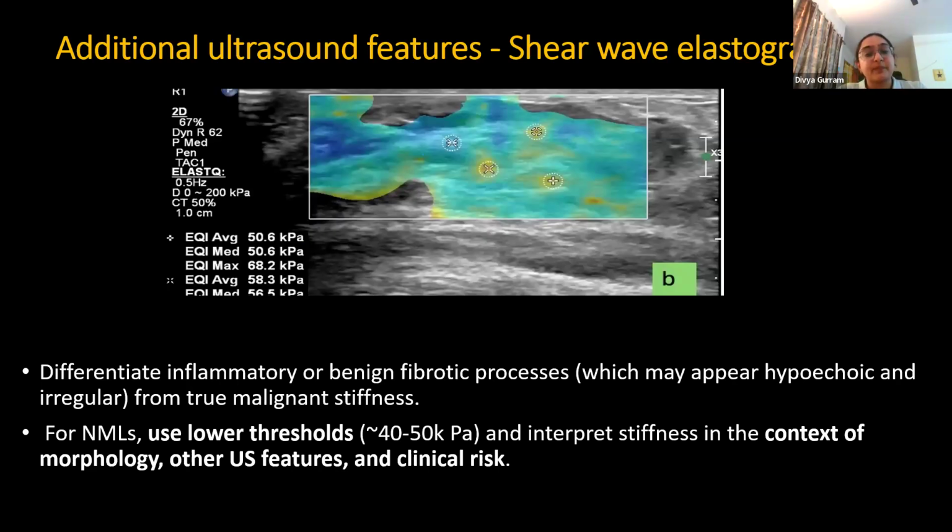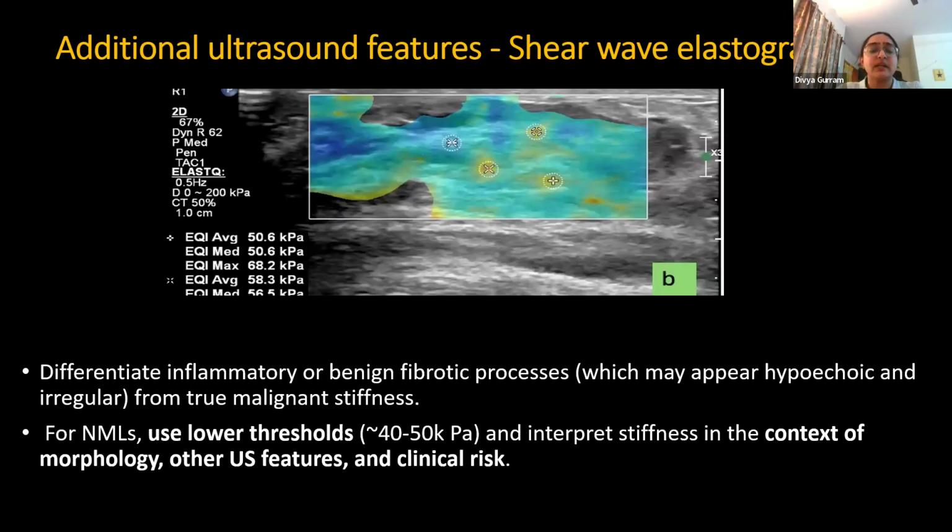Generally, malignant tissues are stiffer than benign ones because of the desmoplastic reactions and the increased cellularity incited by malignant etiologies. So shear wave elastography helps to differentiate inflammatory or benign fibrotic processes, which may appear hypoechoic and irregular, and it can help to differentiate benign from true malignant stiffness.